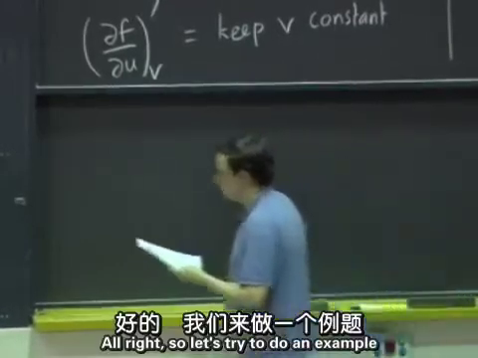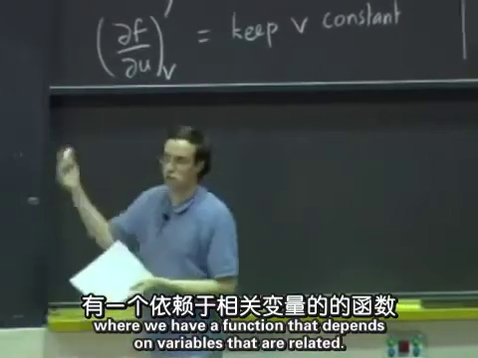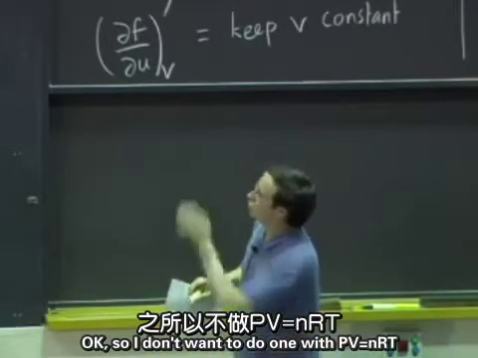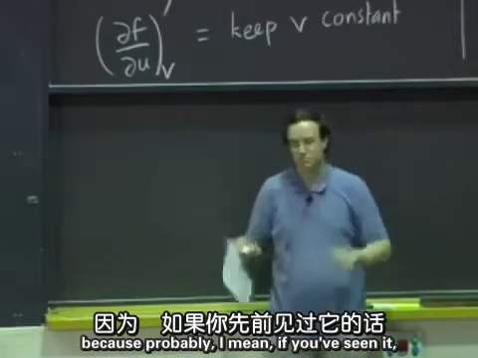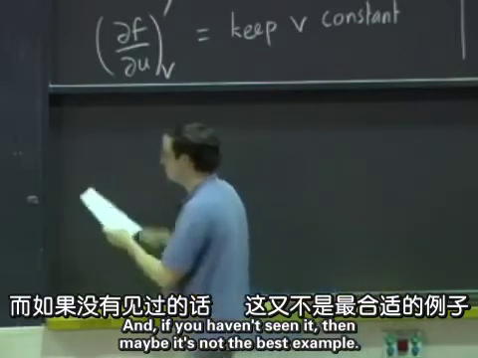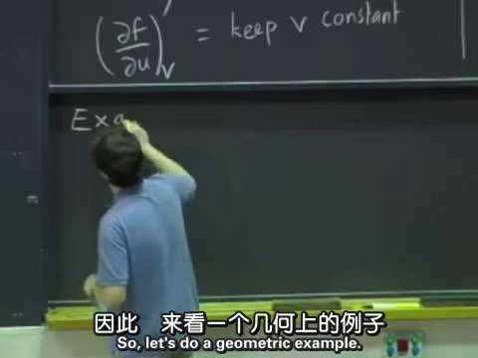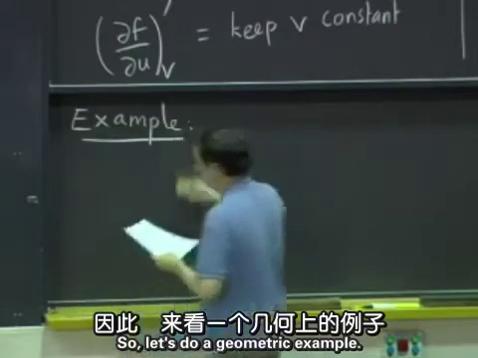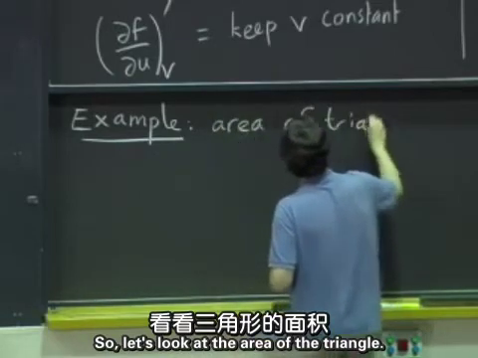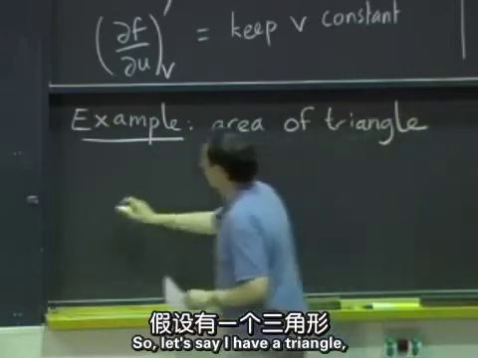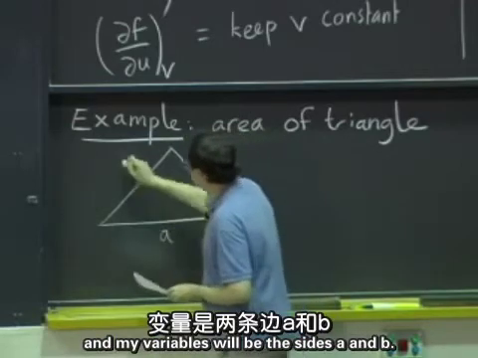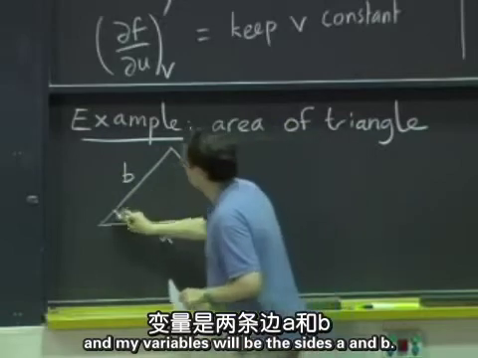All right. So let's try to do an example where we have a function that depends on variables that are related. I don't want to do one with PV equals nRT because if you've seen it, then you've seen too much of it, and if you haven't seen it, then maybe it's not the best example. So let's do a geometric example. Let's look at the area of a triangle. Let's say I have a triangle, and my variables will be the sides a and b, and the angle here, theta.